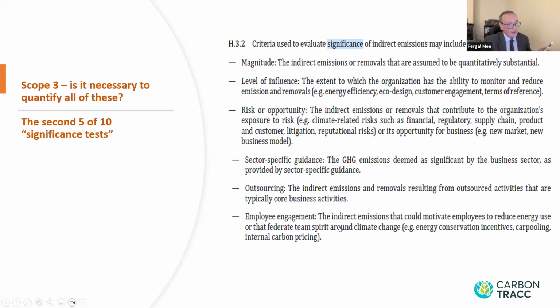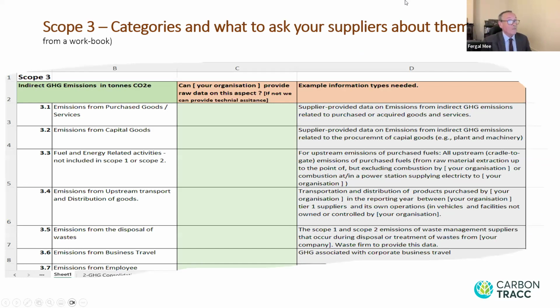And then employee engagement. So of lesser importance in my view than the others, I would think. And then what to ask your suppliers about their Scope 3 emissions. These are the categories: Scope 3, Category 1 emissions, and purchase code.